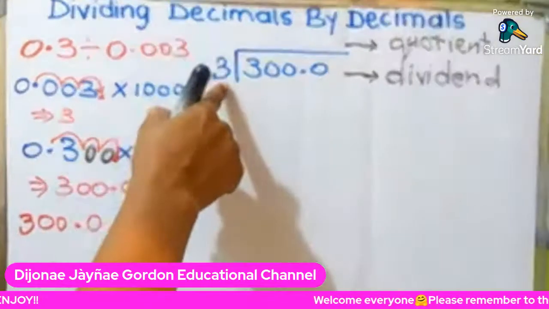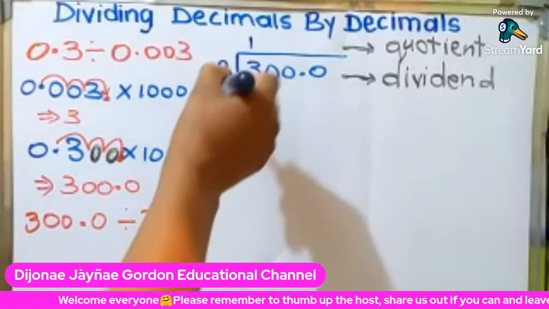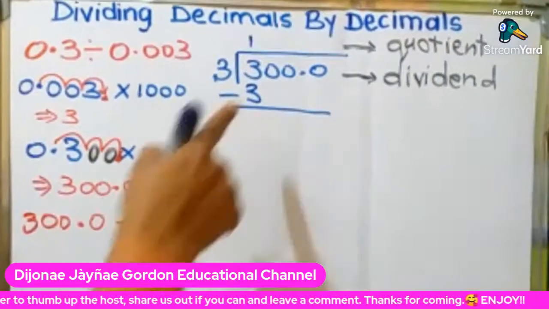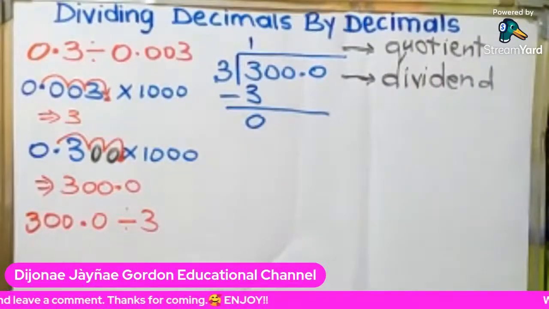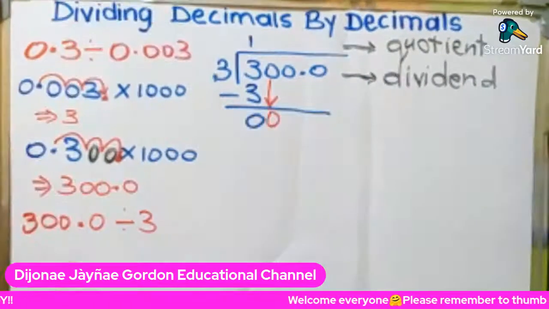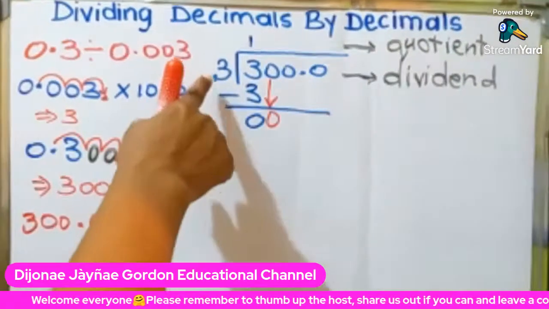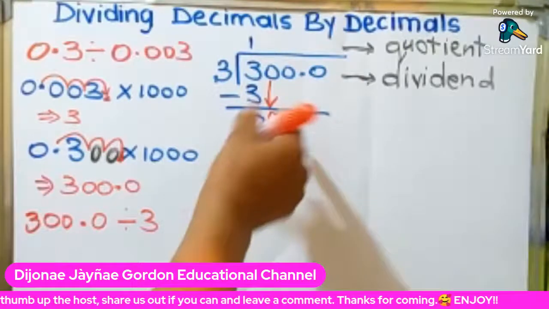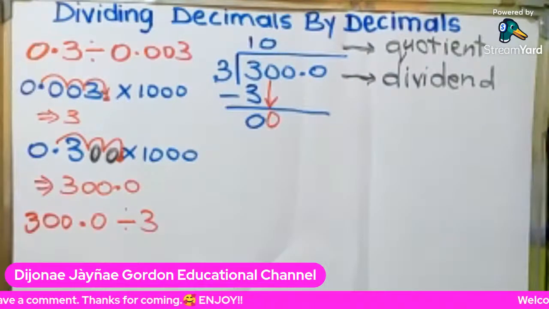Ask yourself, how many groups of 3s can you get from this 3? And of course, you can only get 1. 3 multiplied by 1 is 3. Draw your line, and of course, you're going to take away. You have 3, and you give away 3, you have 0 left. Look to see what is next in line, and of course, you have 0. And of course, I'm going to bring down this 0 that is in the 10th place. And I'm going to ask myself, how many groups of 3s can I get from this 0? And of course, I can only get 0 groups. All right? I'm going to put 0 right there because I can't get a group.